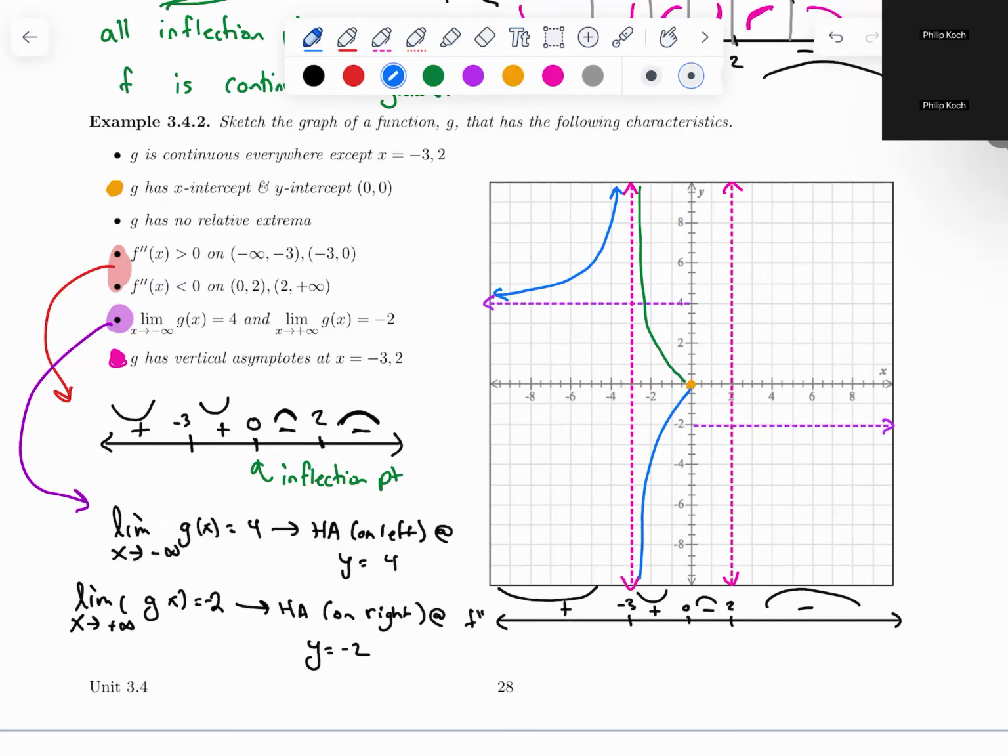Which one should it be, green or blue? Green, because it needs to be concave up between -3 and 0. The blue graph is concave down. This is bending downwards. Increasing but bending down. So it's got to be the green portion.